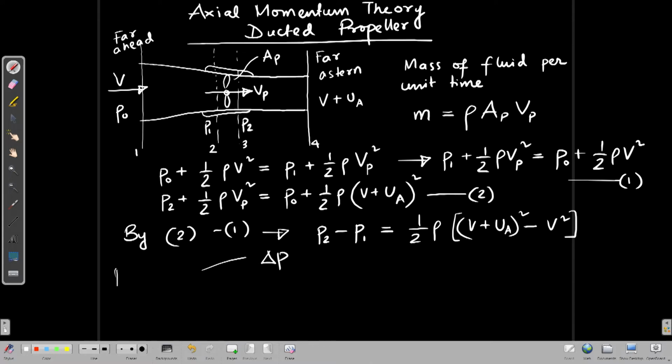So, this is the pressure jump across the disc. This is given by half rho, 2 V ua plus ua square.